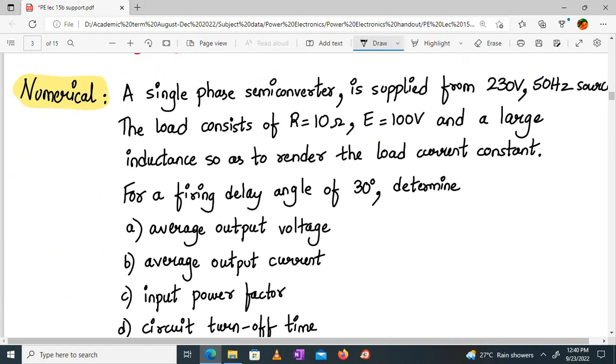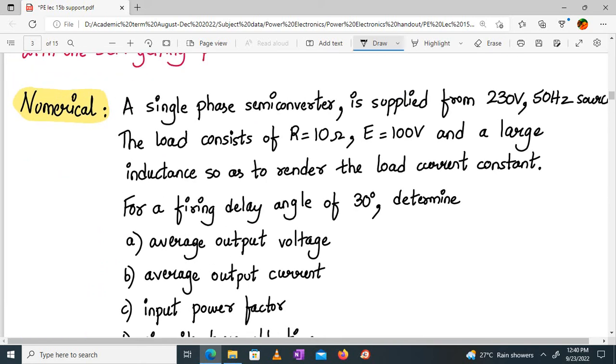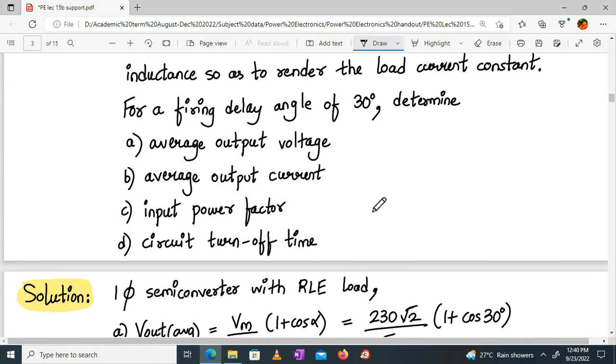Okay, this is a numerical on the semi converter. We haven't solved the numerical on the semi converter. What's the difference? The formula is different. So what they are saying is, it is an RLE load and they are saying the inductance value is large, which will make the load current constant, and alpha is given. You have to determine what? Average output voltage and current, input power factor, and the circuit turn off time.